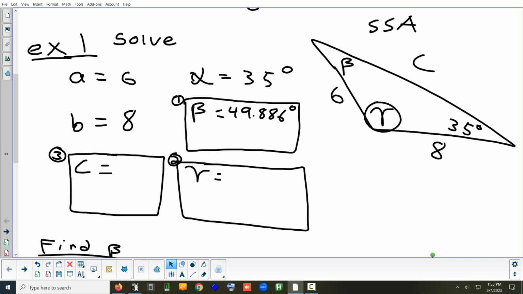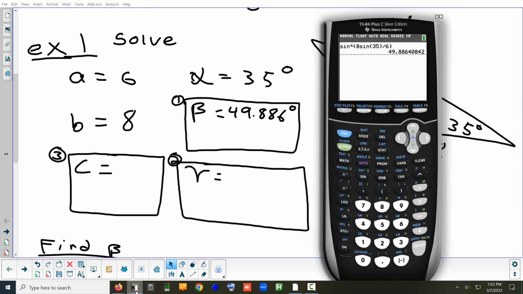Okay. Now, what do I do with that number to find the potential second number? Yep. Subtract from 180. Right, we're going to subtract that from 180. So 180. I can just do minus the last answer I had. And I get 130.114.